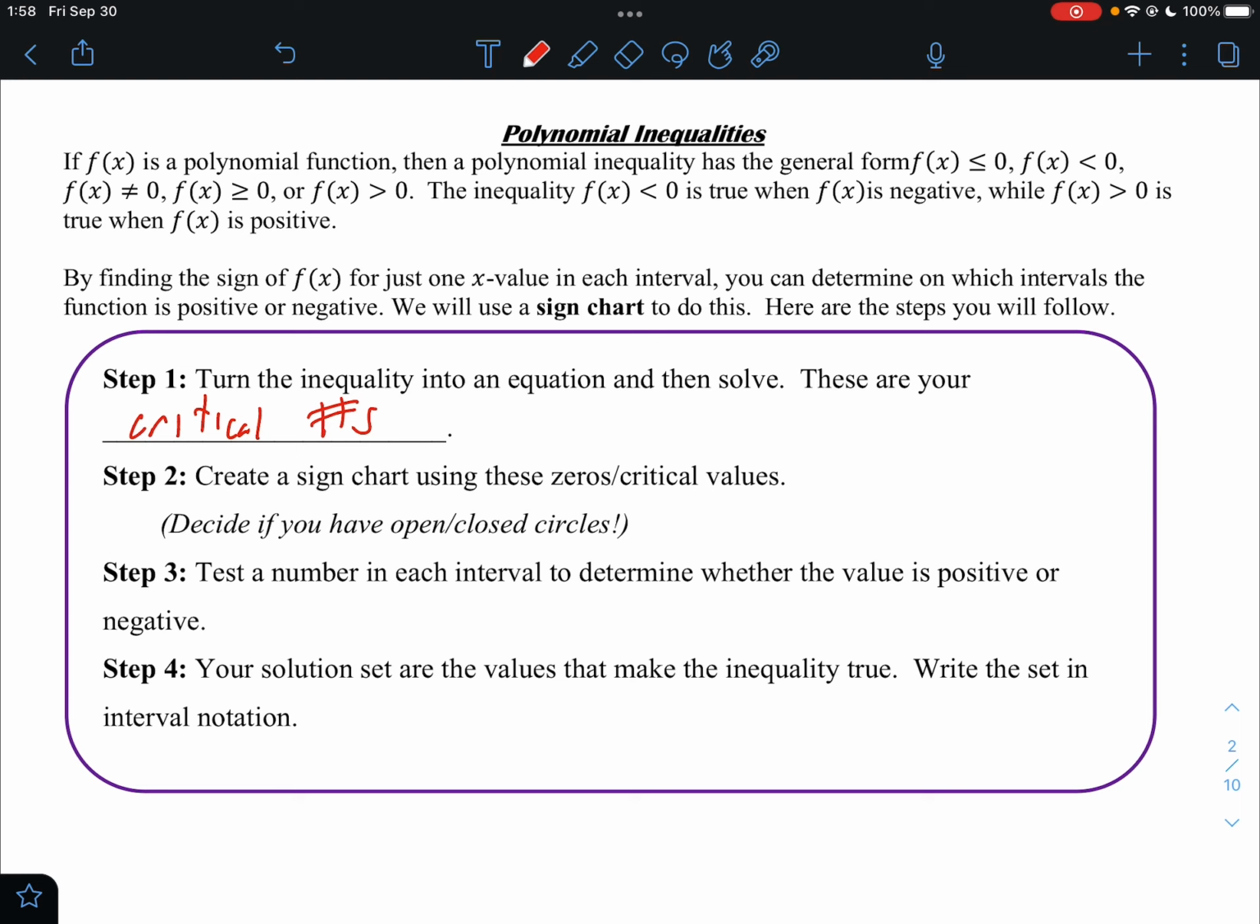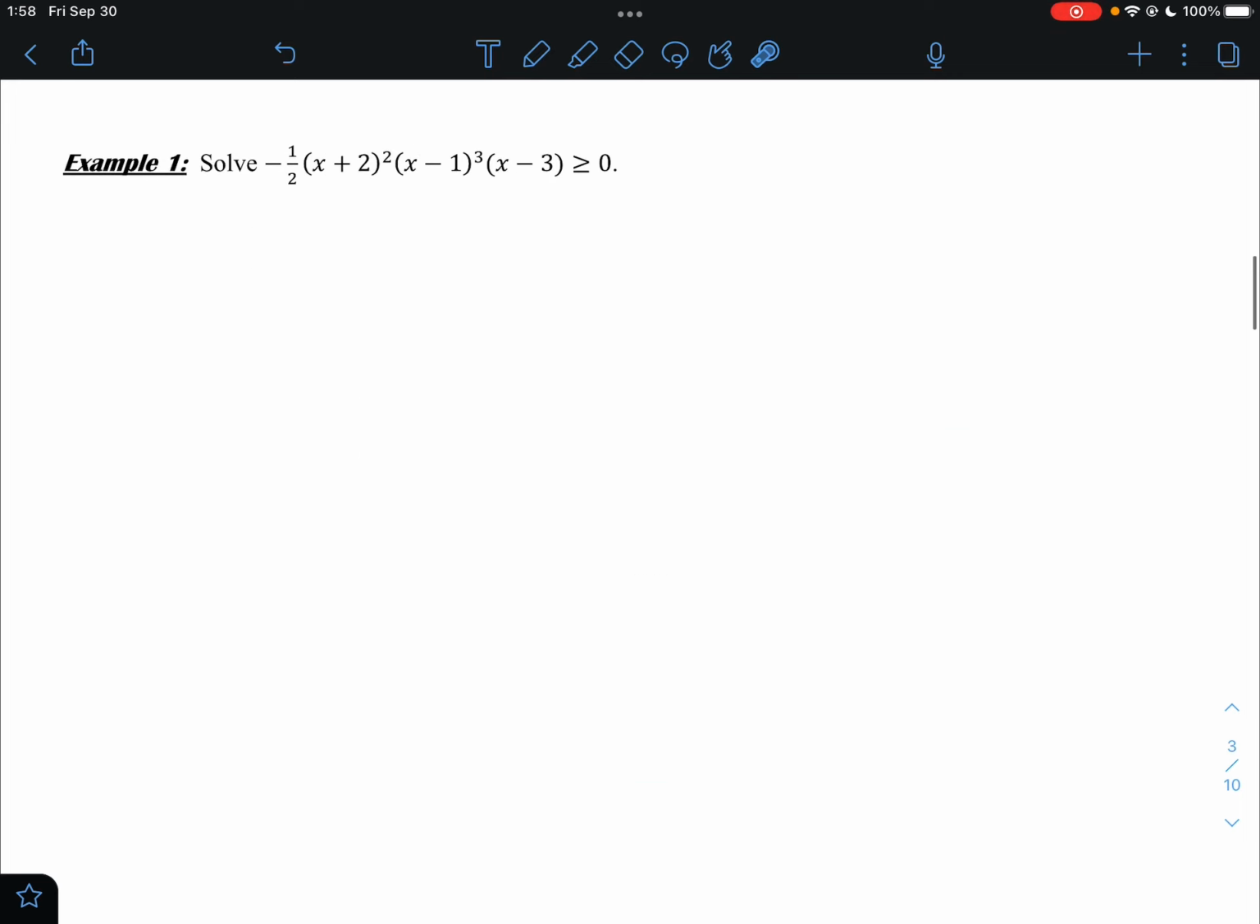We're going to test a number in each interval to determine whether it's positive or negative, or there's a shortcut using multiplicity that we'll talk about as we go through these as well. And your solution set are the values that make the inequality true, either negative or positive. Finally, we'll write our answers in interval notation. We're going to write them in interval and inequality notation just for practice today, but usually we want our answers in interval notation.